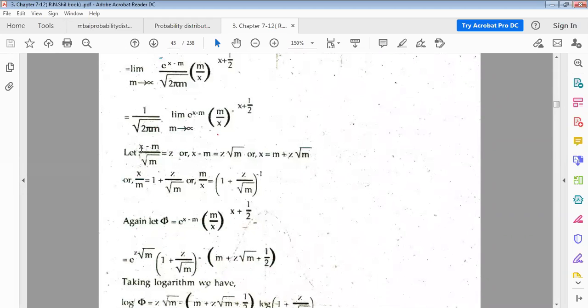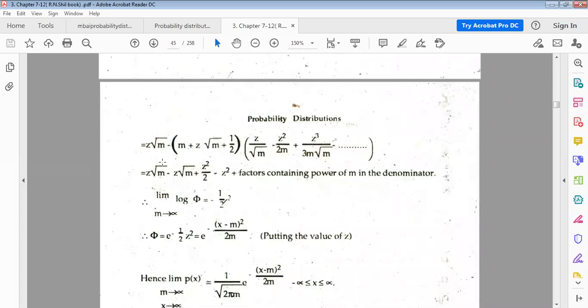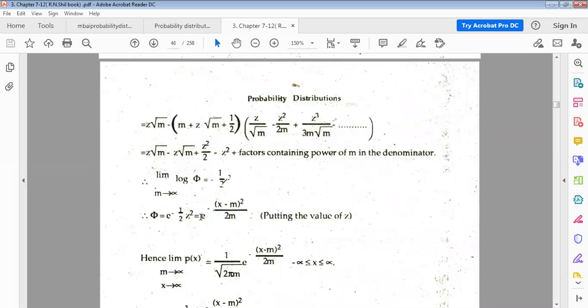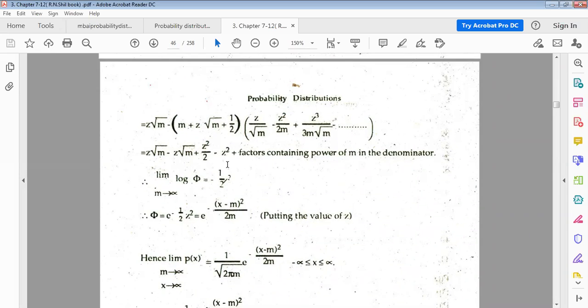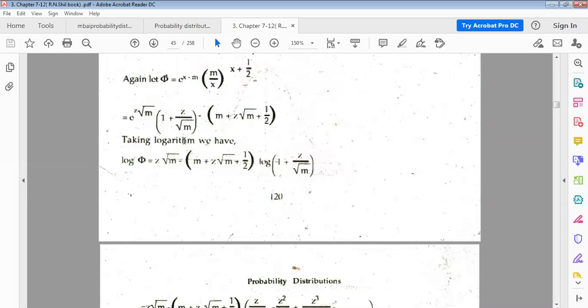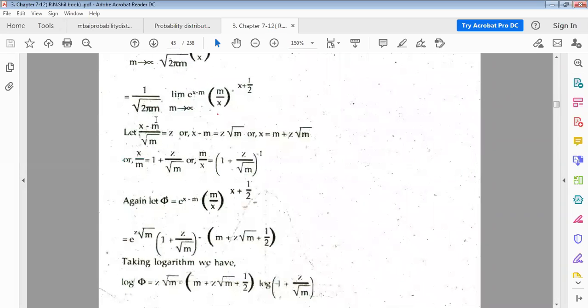This is the z, x minus m divided by root over m. So just putting the value of z square, we get x minus m whole square divided by twice m. Putting the value of z, hence the limiting probability density function for the Poisson distribution, as m tends to infinity and x tends to infinity, will be given by 1 by root over twice pi m.